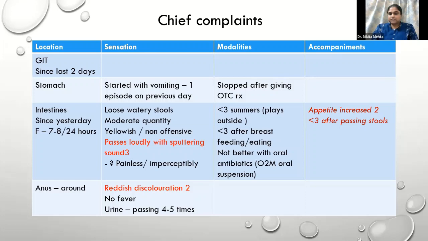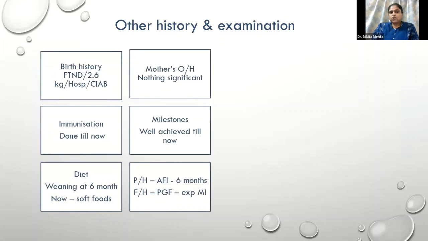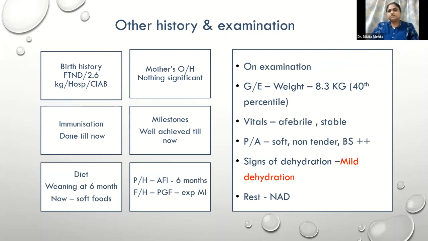Other important history here was it was a hospital-born, full-term, normal-delivered baby. Mother's obstetric history was not significant. Immunization was done. Milestones were well achieved. Diet, he was weaned at 6 months and now was taking soft foods. In past history, at the age of 6 months, the baby had an acute febrile illness. Family history, paternal grandfather expired due to a myocardial infarction. On examination, weight was average to his peers. Vitally, the baby was stable and afebrile. Per abdomen, there was no abnormality seen, except bowel sounds were increased. As for the signs of dehydration, there was mild dehydration, which happened over the 24 hours.